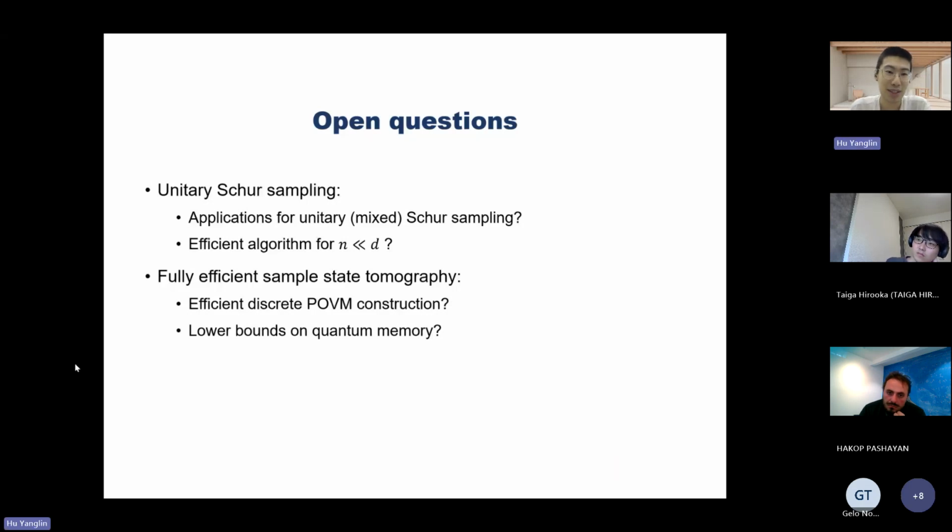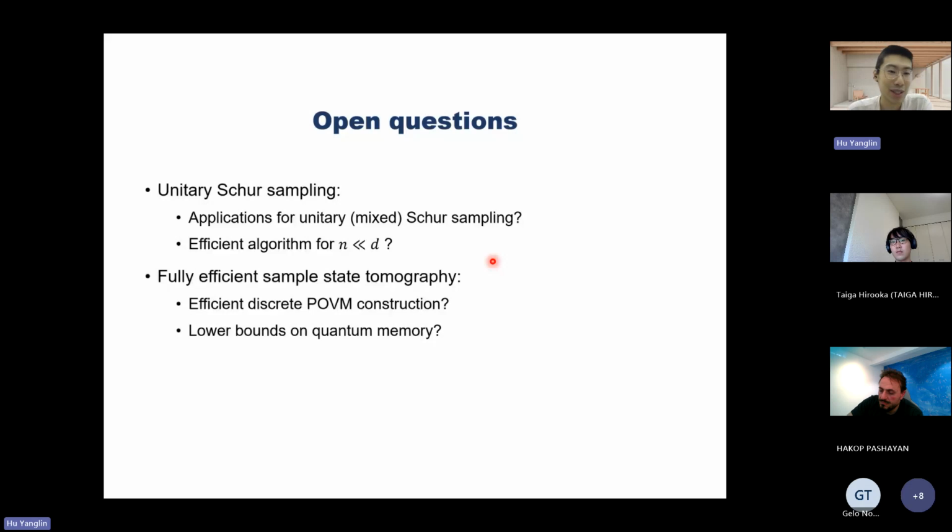Another open question is whether we can find some efficient algorithm for the case of n much smaller than d. In our case, our algorithm has some advantage when n is much larger than d, but for n much smaller than d, our algorithm has very little advantage, and we want to find an efficient algorithm for this case. And some other open questions are whether we can find an efficient way to implement the discrete POVM construction.